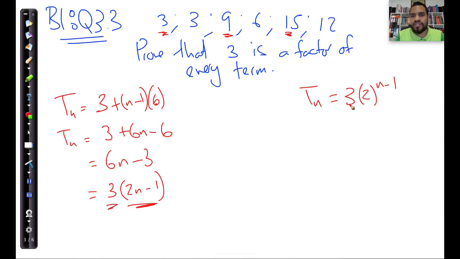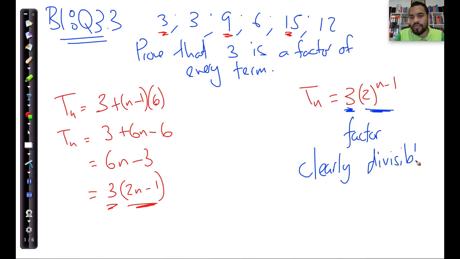Now let's talk about the geometric sequence. Well, the geometric one is practically given, because here you can see it's 3 times this thing. We got something times something, and the first something there being a 3, the first factor is 3. So clearly this one is practically given. It's clearly divisible by 3. And here it is also therefore divisible by 3, because you've shown that 3 is a factor.